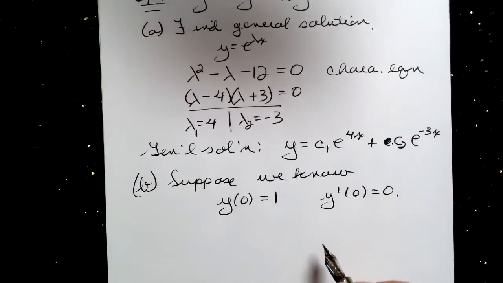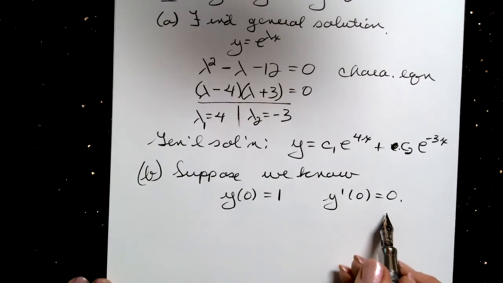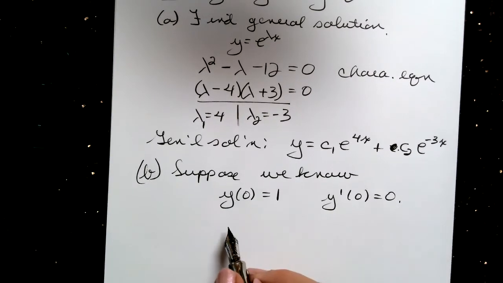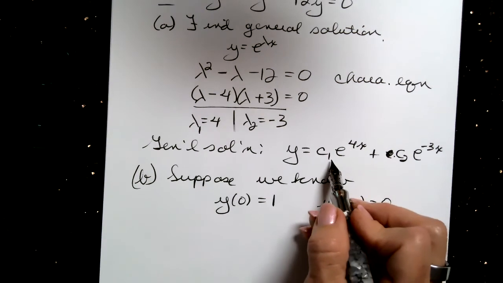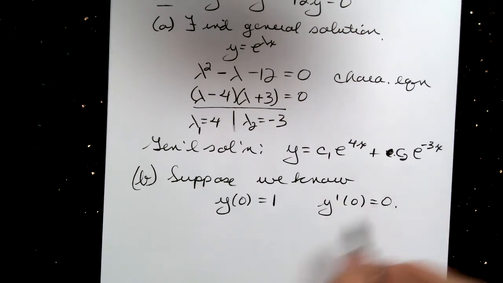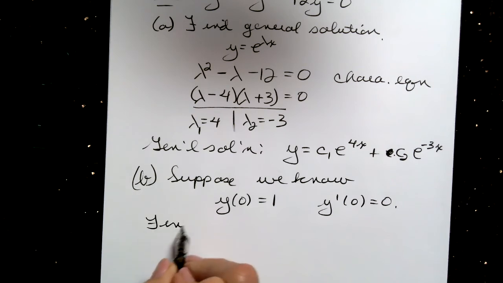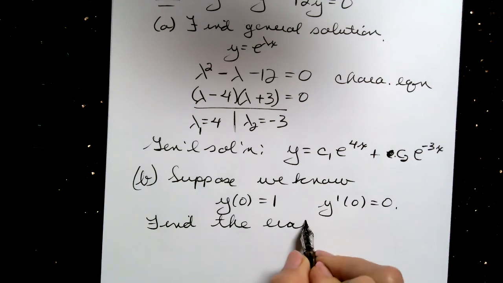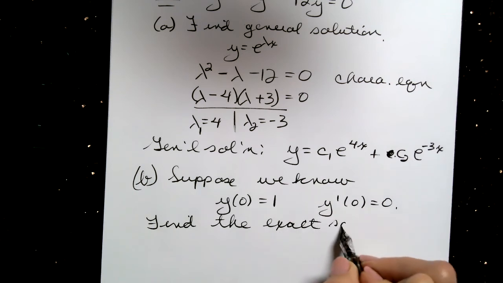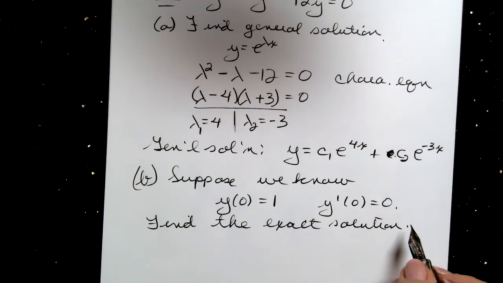Sorry about that. Okay, so suppose we know that y of 0 is 1 and y prime of 0 is 0. Then we can use these two pieces of data to specify the constants. So we know the general solution. Okay, so here's the question, find the explicit solution, or the exact solution, to our original differential equation with these two pieces of initial conditions.